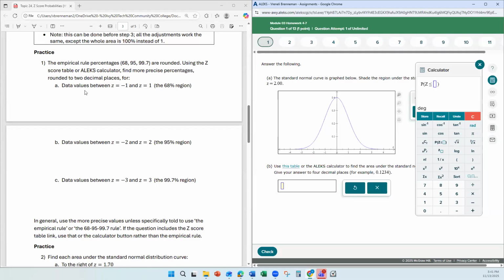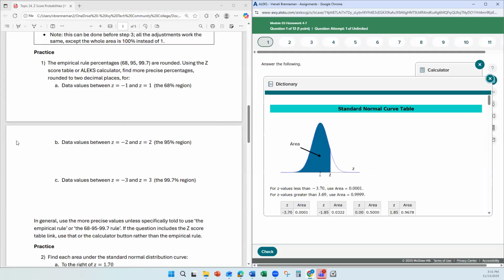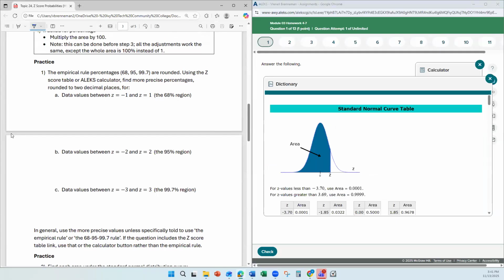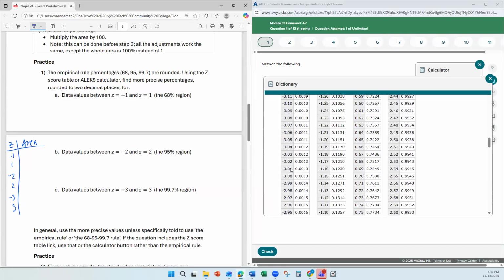All right, so we have some examples here. We're looking at between, so comparing the z-score table that gives more precise areas versus the empirical rule. If I look at this table, I'm just going to look up all of these z-scores: -1, +1, -2, +2, -3, +3, and we're finding the area to the left of each of those. So -3, that's -3.00 here, is 0.0013.